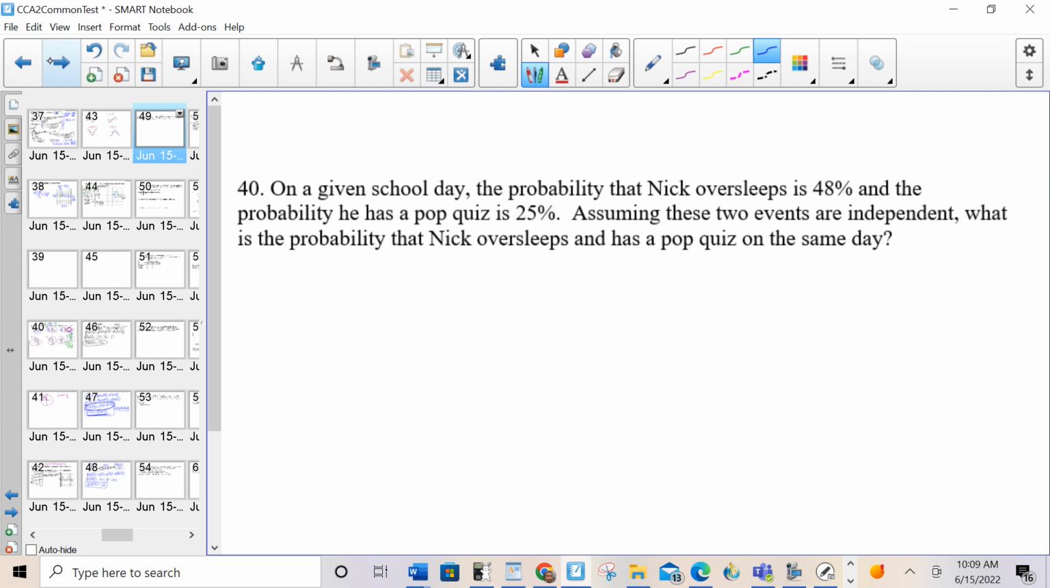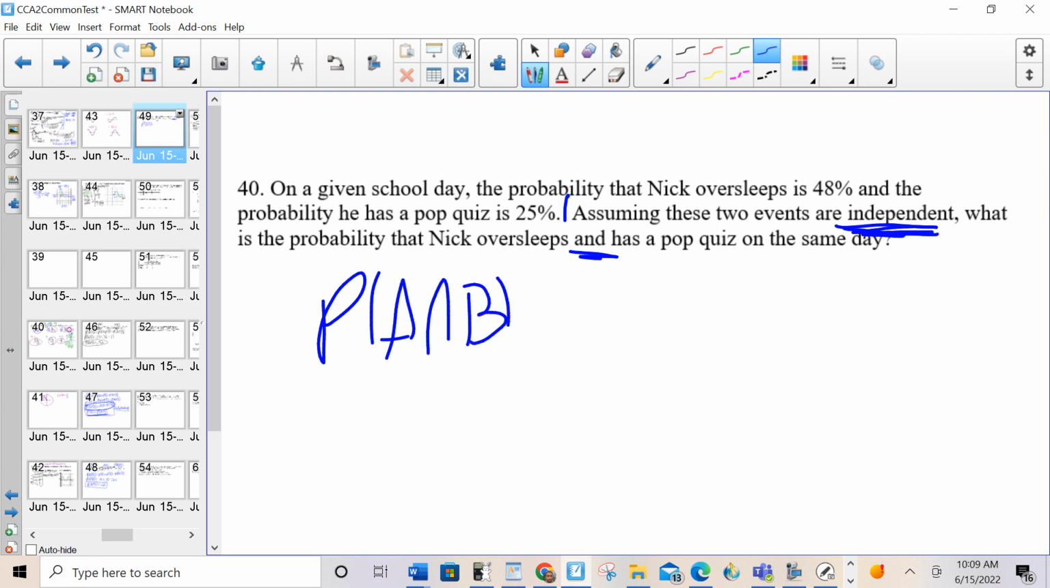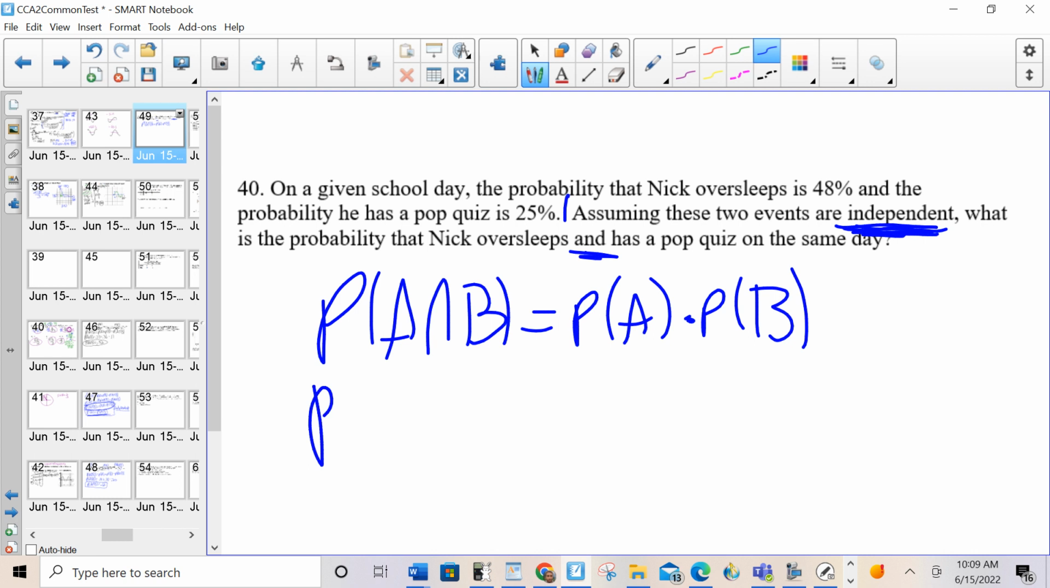On a given school day, the probability that Nick oversleeps is 48%, and the probability of the pop quiz is 25%. Assume these two events are independent. It's telling you they're independent, and it's asking for and. P of A and B equals P of A times P of B. Because it's asking for and and it says they're independent, that's the formula you have to use. You can't use the other and formula because there's no or. It didn't tell you or.